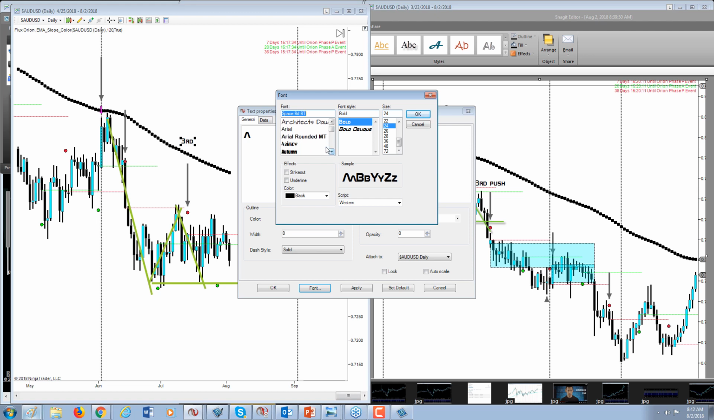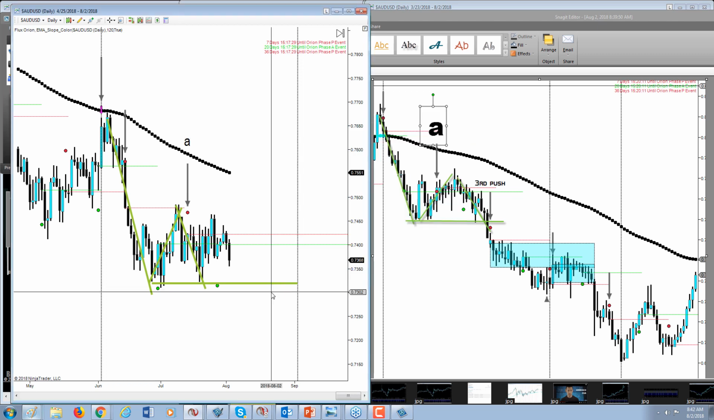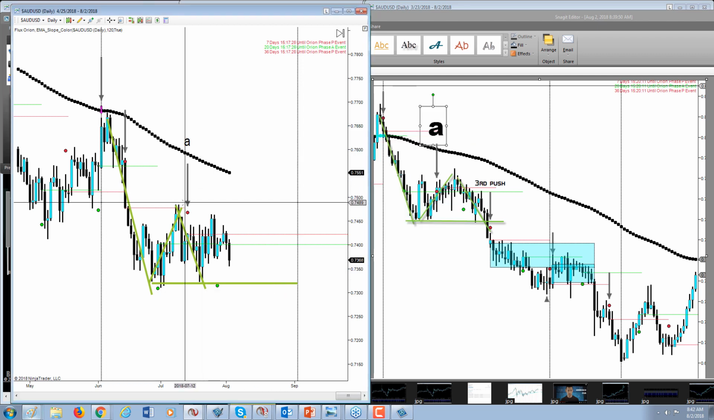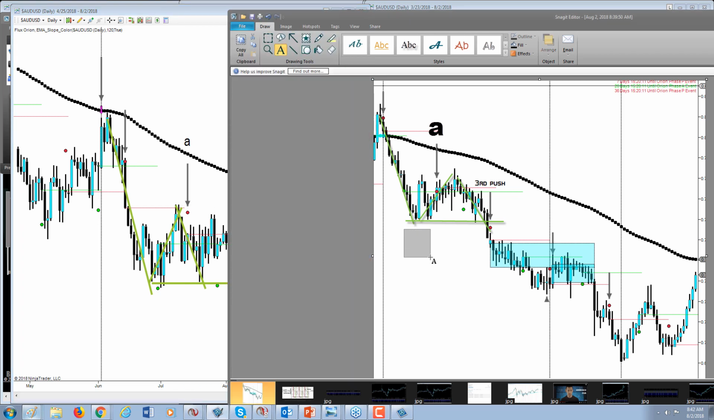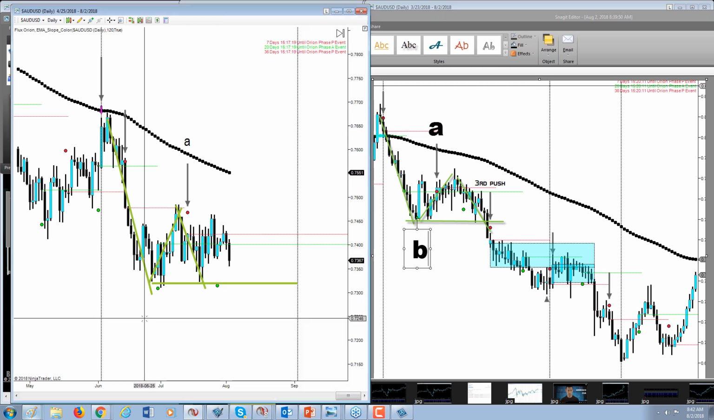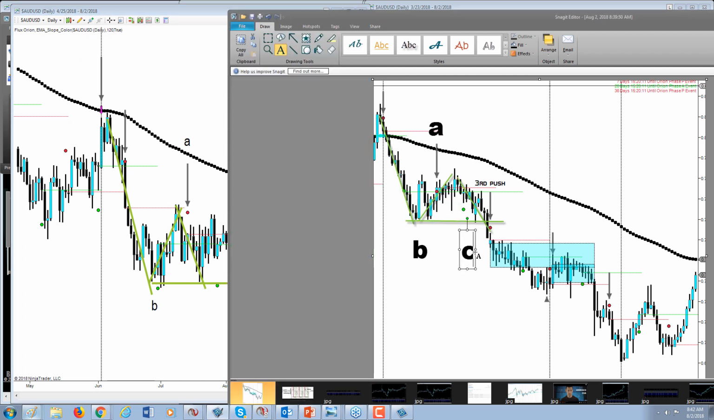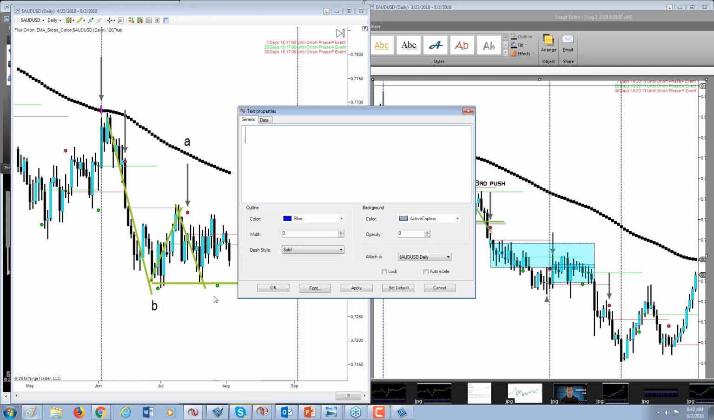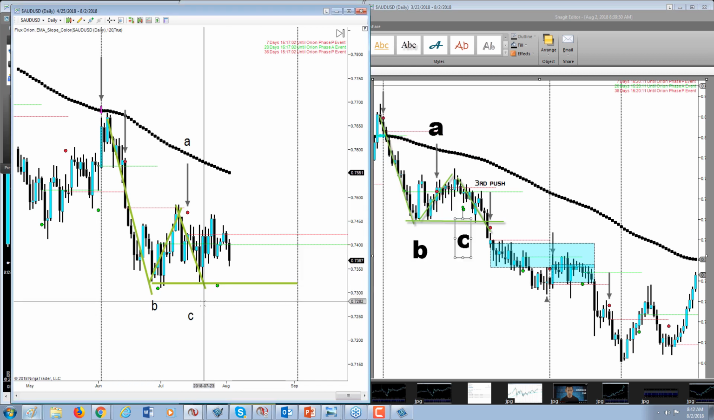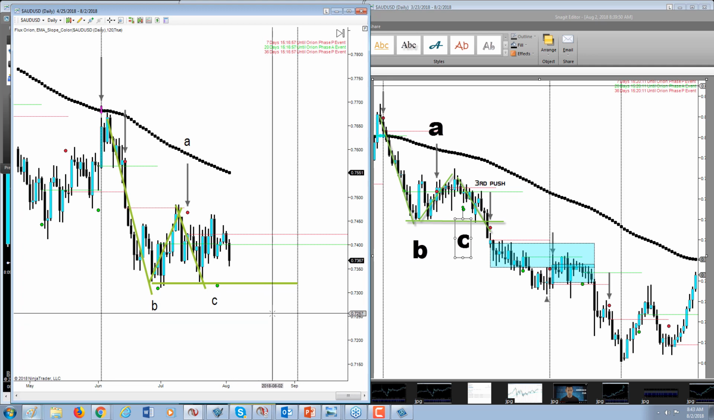Let me see if I can change the font so it looks a little better. So it looks like this A is this A. It looks like this is, let's call that B. It looks like this one is the B. This is C right here. That little green dot. Which means this one is C right here. Okay, you see how those things line up, Earl?